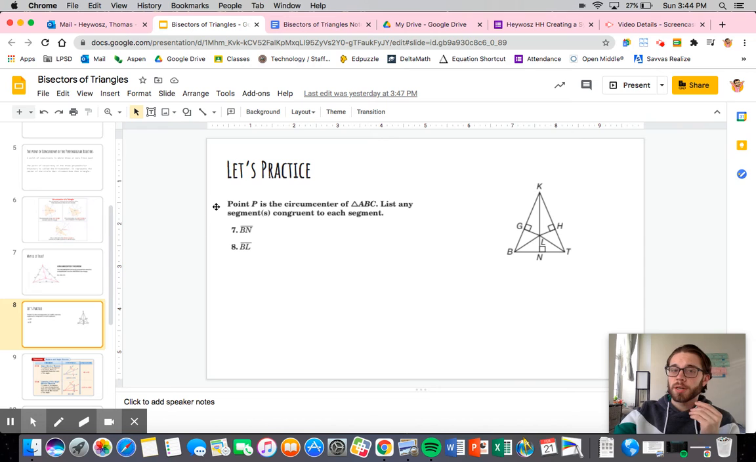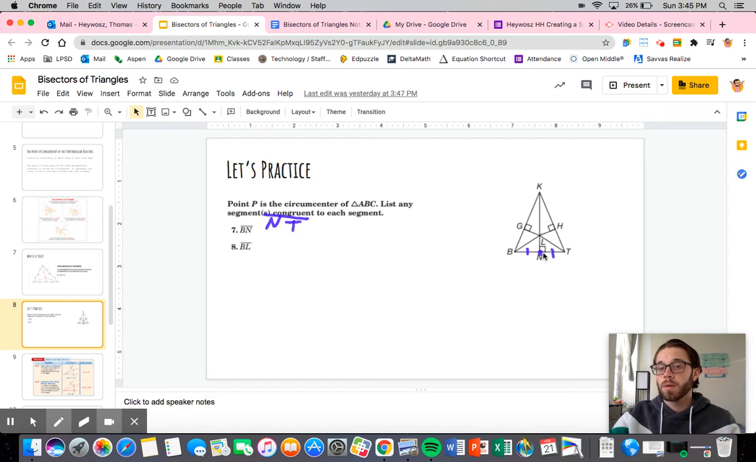So point P is the circumcenter, which again means that we have perpendicular bisectors. List any segments congruent to each given segment. So BN here, I need to figure out which segments it is congruent to. Again, where the right angles are, this is a perpendicular bisector. Perpendicular bisectors are perpendicular, so you get the right angle, and they go through the midpoint. N is a midpoint, so that means BN and NT are going to be the same.